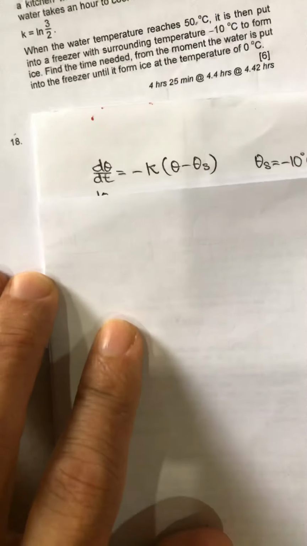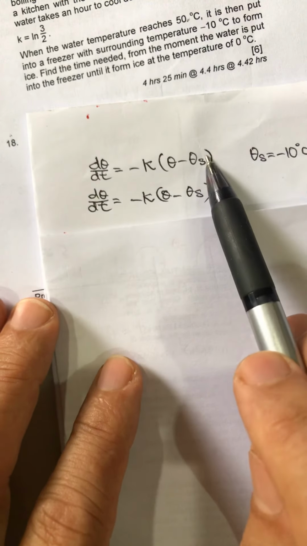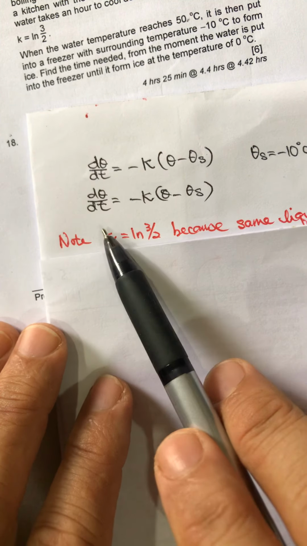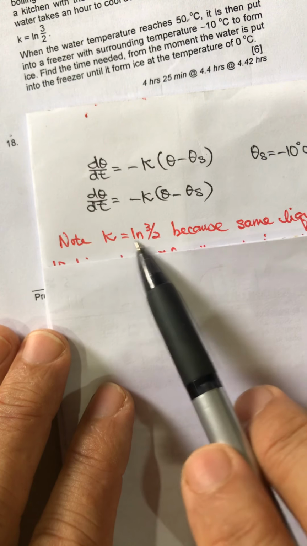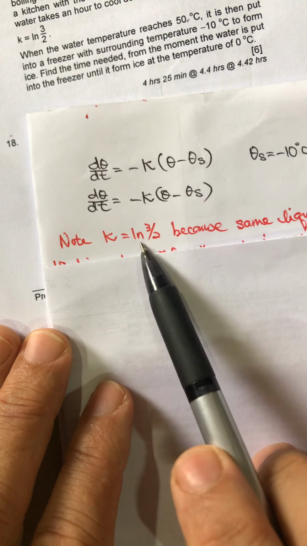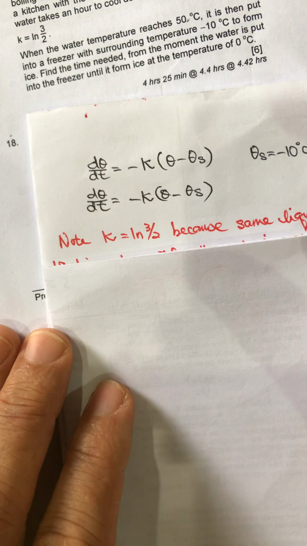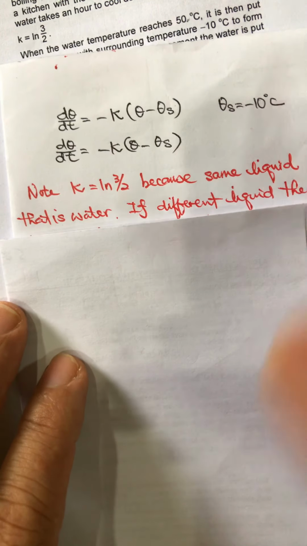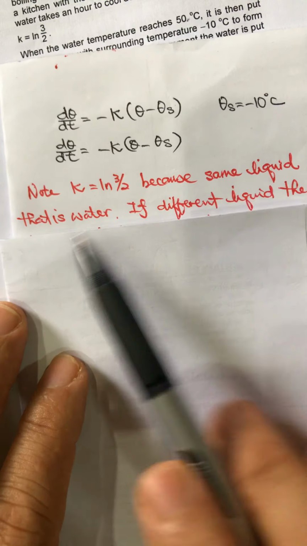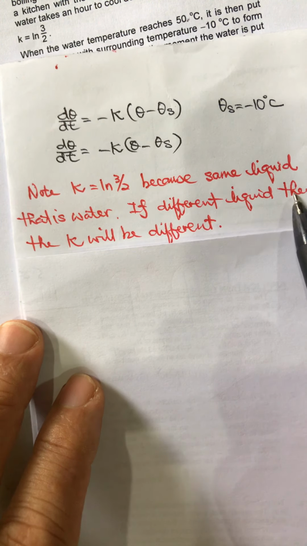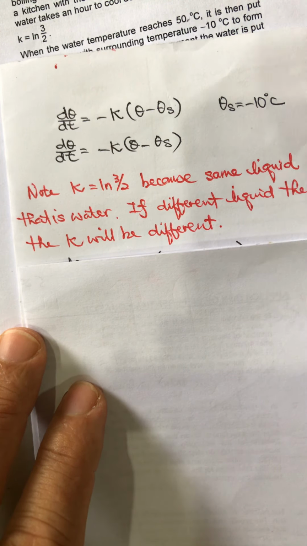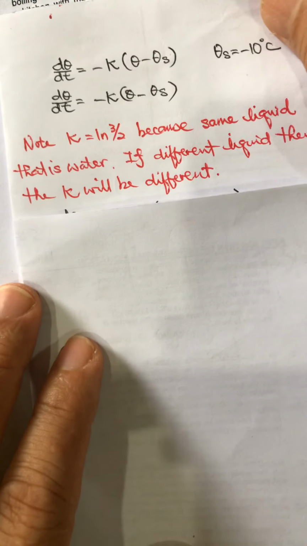Newton's law of cooling, d theta over dt. Now our surrounding temperature is negative 10. So we just substitute. Okay. But here you see the K is still the same. K no change. Why? Because we still use the same water. We don't change the liquid. Note K is still this one because it is the same liquid, that is water. If a different liquid, then the K will be different. Okay, but this is the same, so the K will remain the same.